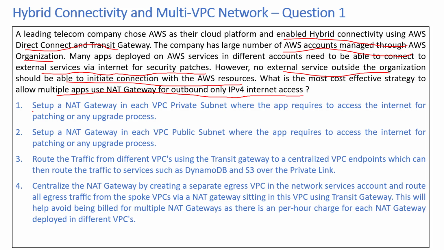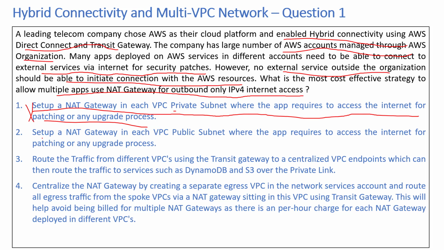So let's look at the options. Set up a NAT gateway in each VPC private subnet where the app requires access to the internet for patching or upgrade process. Obviously this one is not correct. First, the NAT gateway needs to be in a public subnet, not a private subnet. The second is that you don't want to have a NAT gateway for each account because there are a large number of accounts, so it will not be a very cost-effective solution. So this might not be a correct one.